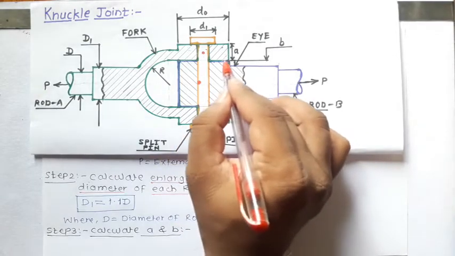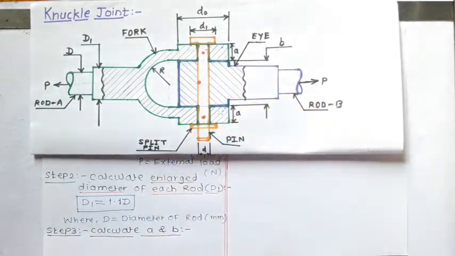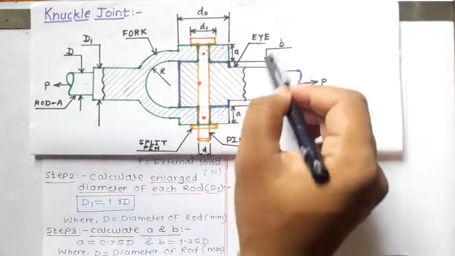the thickness of this I. So A is the thickness of fork end and B is the thickness of I end. And these dimensions are obtained directly from a standard relation, and that relation is small a is equal to 0.75 times capital D, where capital D is the diameter of rod, and B is equal to 1.25 times the diameter of rod, where capital D is equal to diameter of rod in mm. So with this step you can calculate the thickness of this fork end and thickness of this I end.